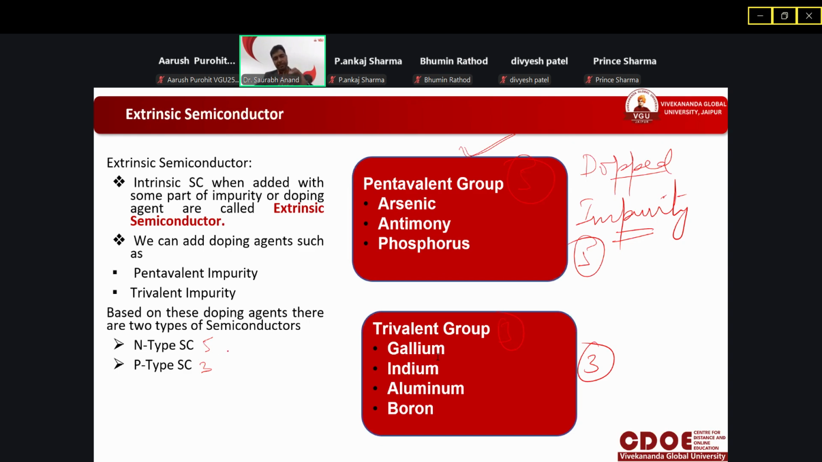So P type and N type are not the types of semiconductor. The types of semiconductor are intrinsic, that is pure semiconductor, and extrinsic, that is doped with pentavalent and trivalent impurity. Then we have two types of extrinsic, N type and P type. So N type is developed after doping pentavalent, and P type is developed after doping the trivalent impurity with the pure semiconductor. Okay.